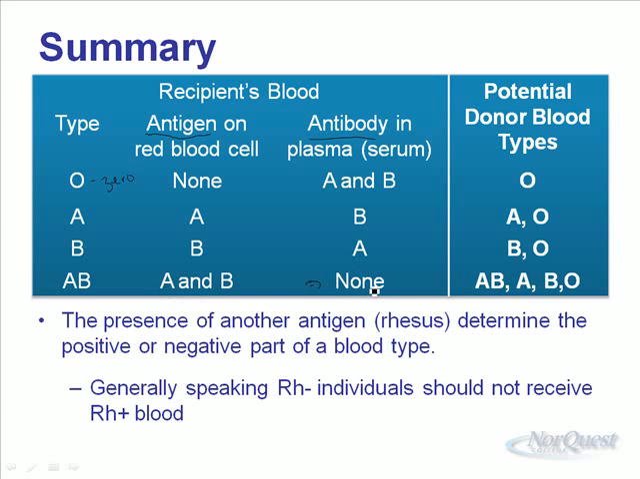There's also the Rh antigen, and it can be either positive or negative. Positive means the antigen is on your blood cells, which means you won't have antibodies against it. If you're Rh negative, this means you're going to have Rh antibodies in plasma. Generally speaking, it's not as serious a reaction, but people who are Rh negative should not receive Rh positive blood.